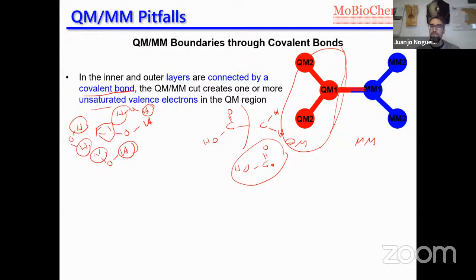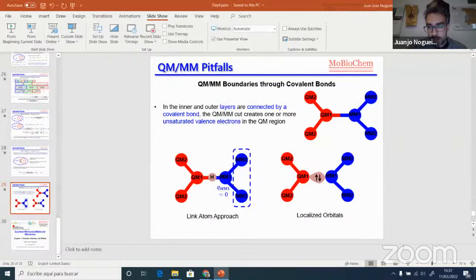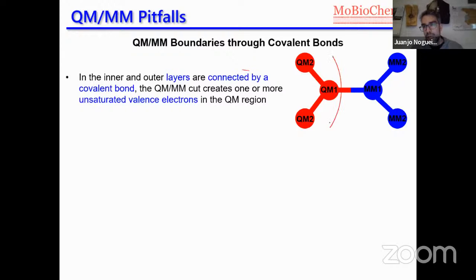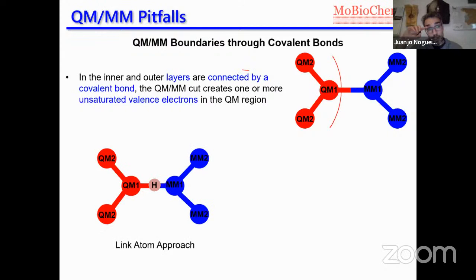Okay, so let's finish this. One second, let me delete what I have drawn. Okay, so as we said, when we cut the system here, then we are going to have an unsaturated situation and we need to saturate our QM1 atom, right? Because otherwise we have a radical and the calculation will provide a very unrealistic energy value. So the most common approach is what is called the link atom approach, where we saturate our system with one hydrogen atom. So now when we run our QM calculation, the balance is okay. Of course, it's not our real system, but it's better than having a radical, okay?